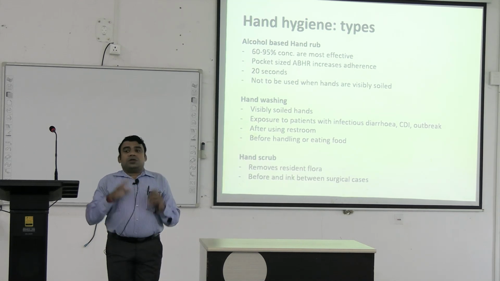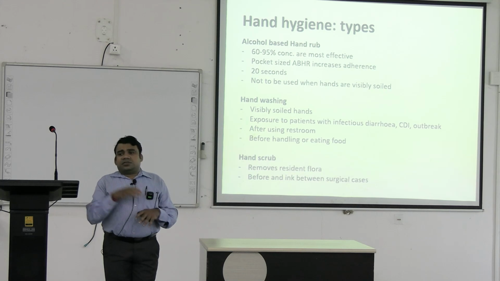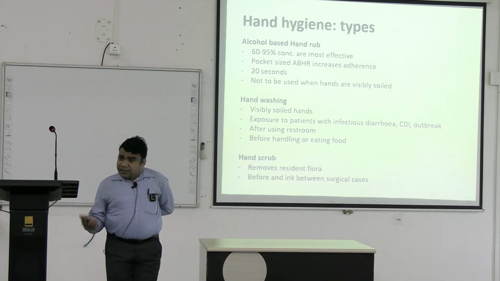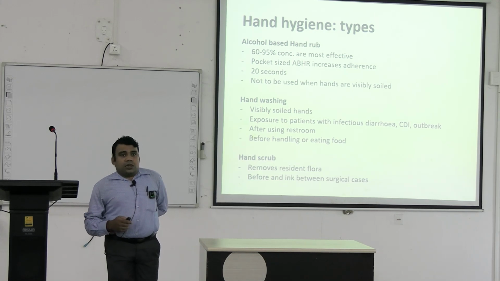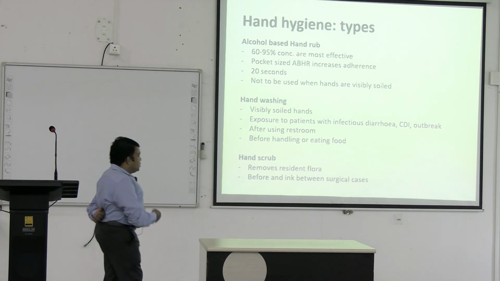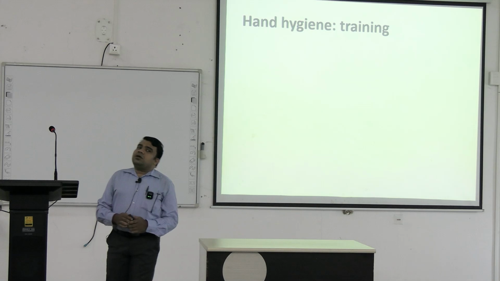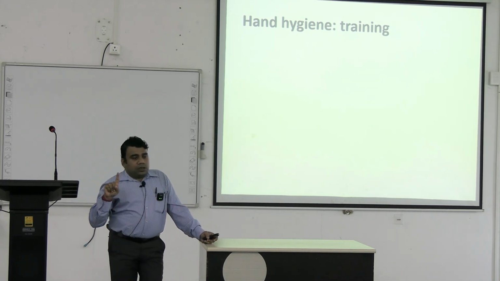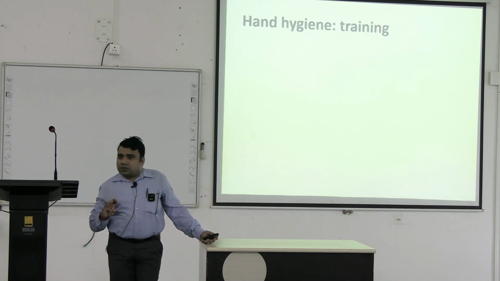Why? Because whenever a surgeon is operating, suppose a laparotomy is going on, this resident flora may contaminate the gloves that the surgeon is using and hence gain access directly into the bloodstream. So even commensal organisms will cause bloodstream infections. So this is called hand scrub. So I think you have understood. Hand hygiene involves three parts. One is hand washing, then alcohol hand rub, and the third part is hand scrubbing or surgical hand washing.